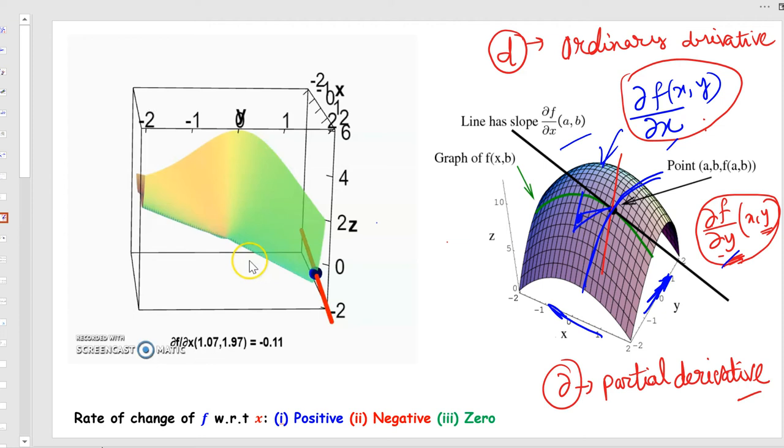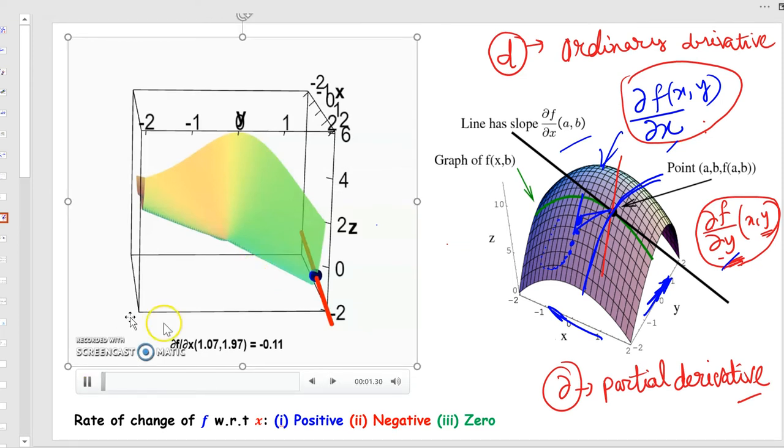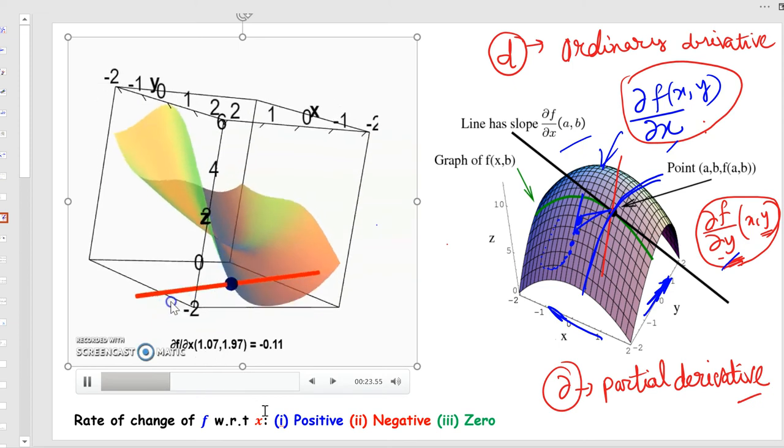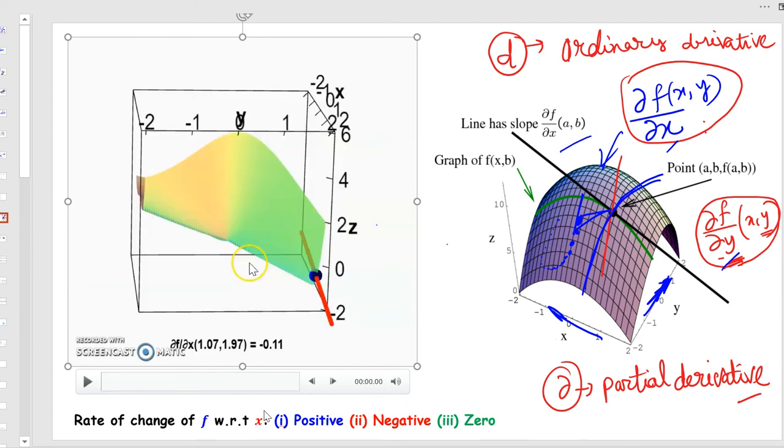We will calculate the rate of change, but the point will be changing constantly. The y value and x value will change constantly. If you just look at the diagram here, what happens? If you change it with respect to the x direction, here you can see it is only for the x direction.